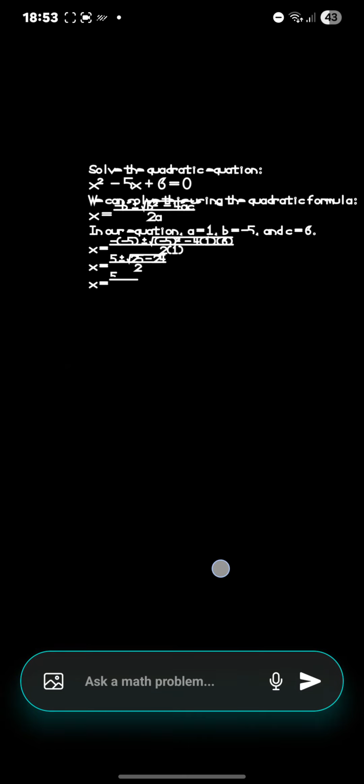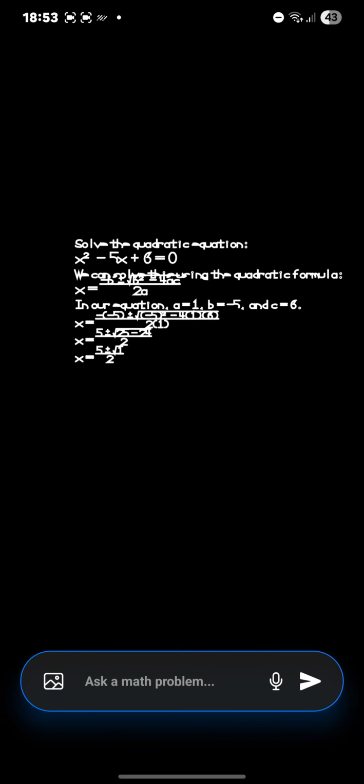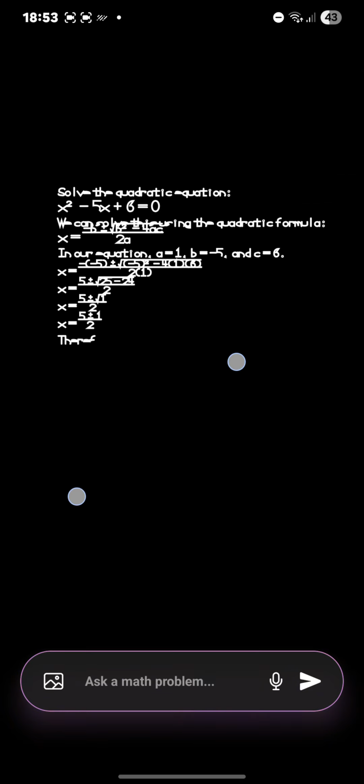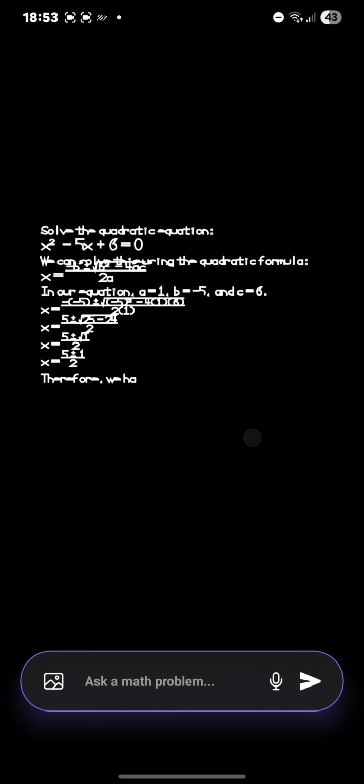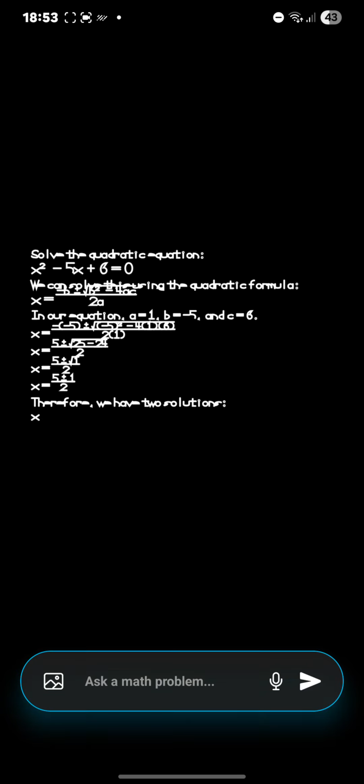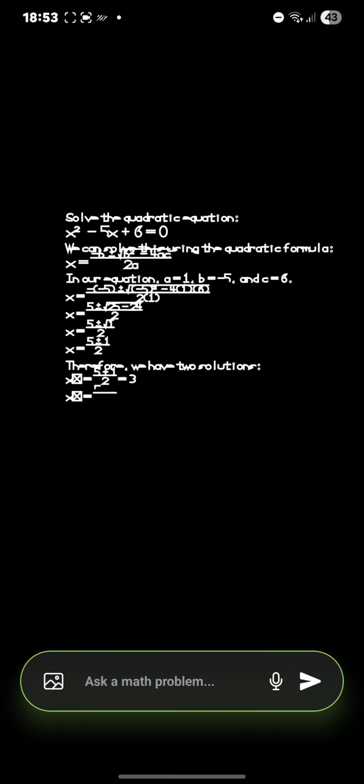It's going to get you all your answers. X equals frac 5 plus or minus the square root of 1 over 2. X equals 5 plus or minus 1 divided by 2. Therefore, we have two solutions. X equals 5 plus 1 divided by 2 equals 3. X equals 5 minus 1 divided by 2 equals 2. The solutions to the quadratic equation are x equals 2 and x equals 3. So that's your solution you get.